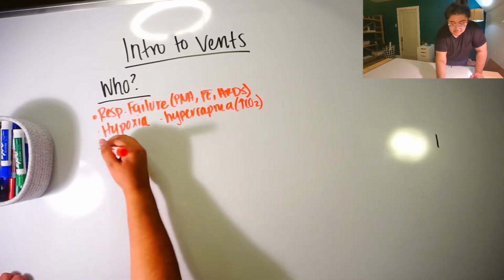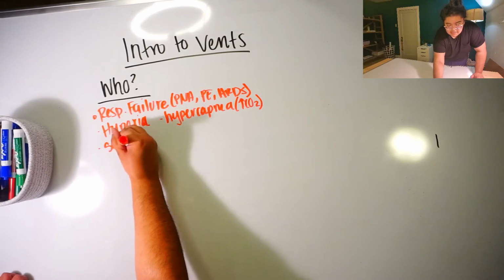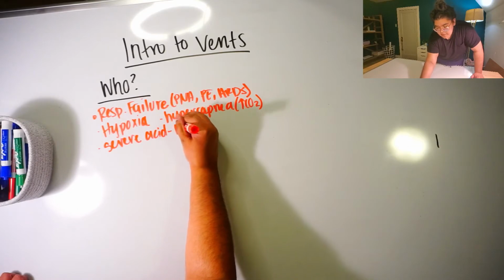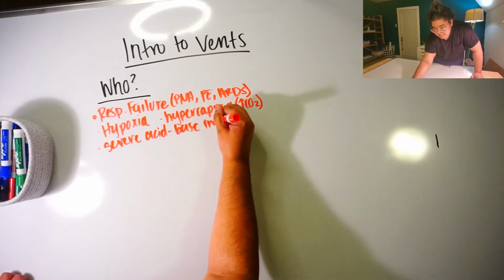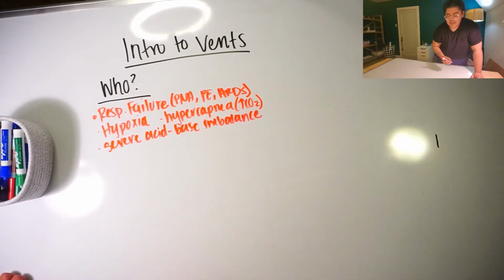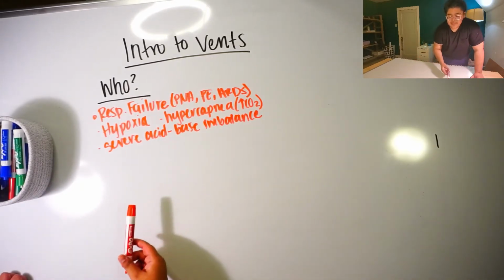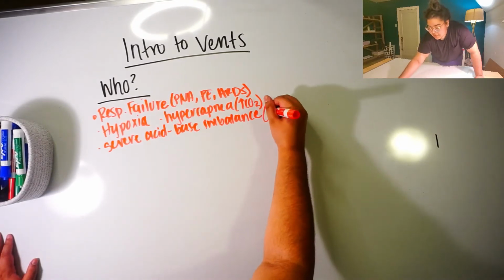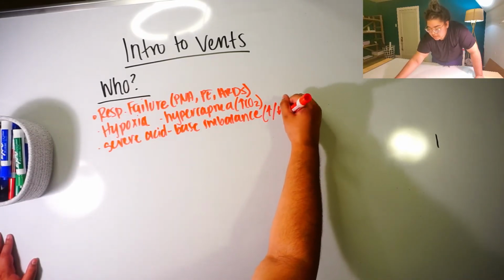Another group of people is going to be just some severe acid-base imbalance folks, because the lungs are going to compensate in acid-base imbalances. Your lungs can retain or they can blow off more CO2. So if you're alkalotic, then the lungs are going to retain CO2. If you're acidotic, the lungs are going to blow off more CO2. And this is going to be with increasing or decreasing respiratory rate.